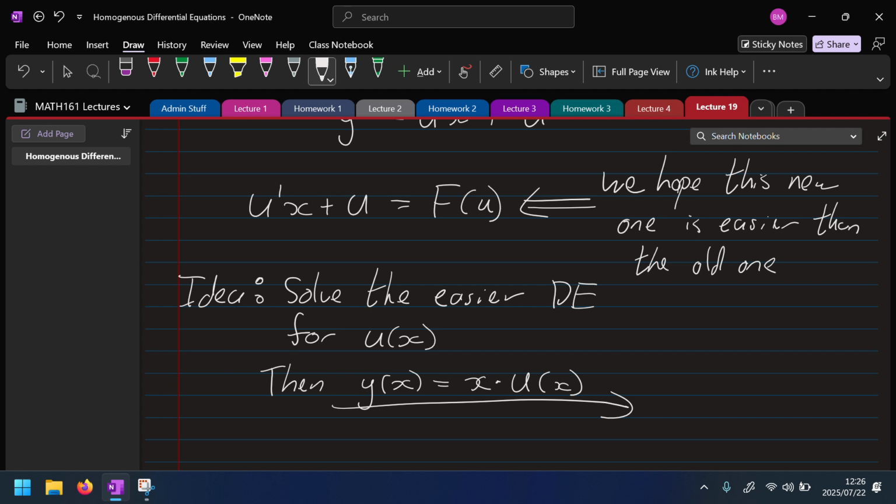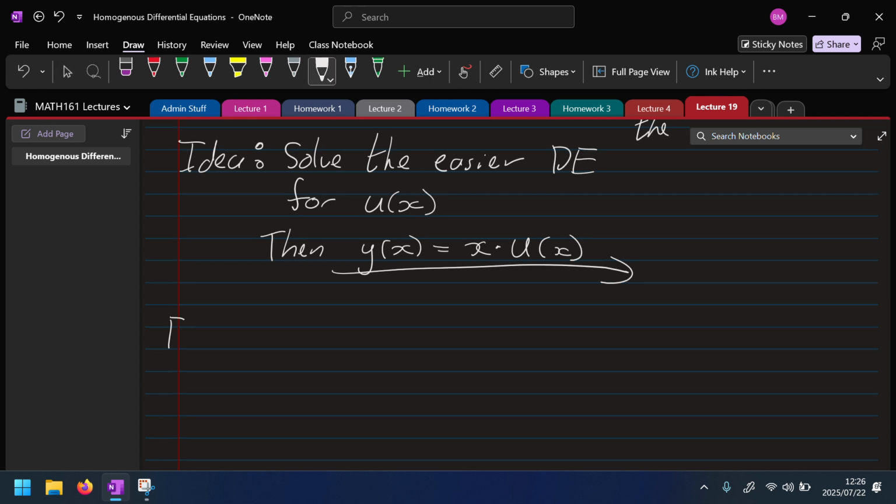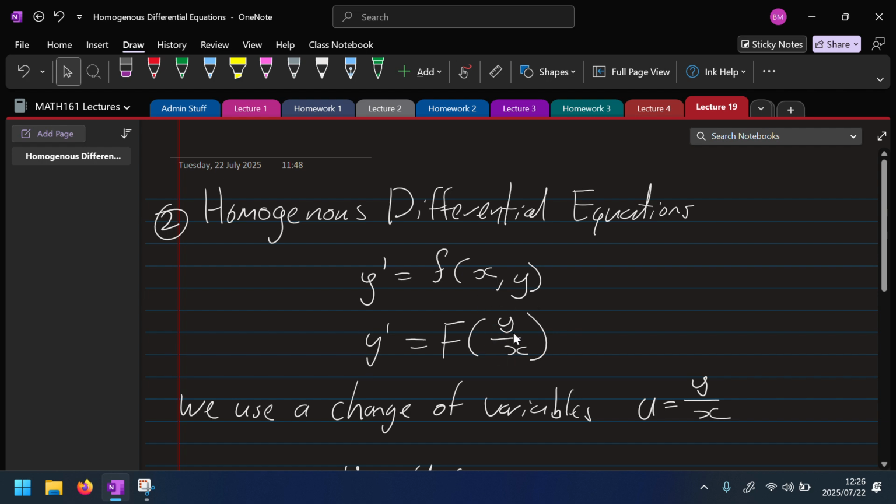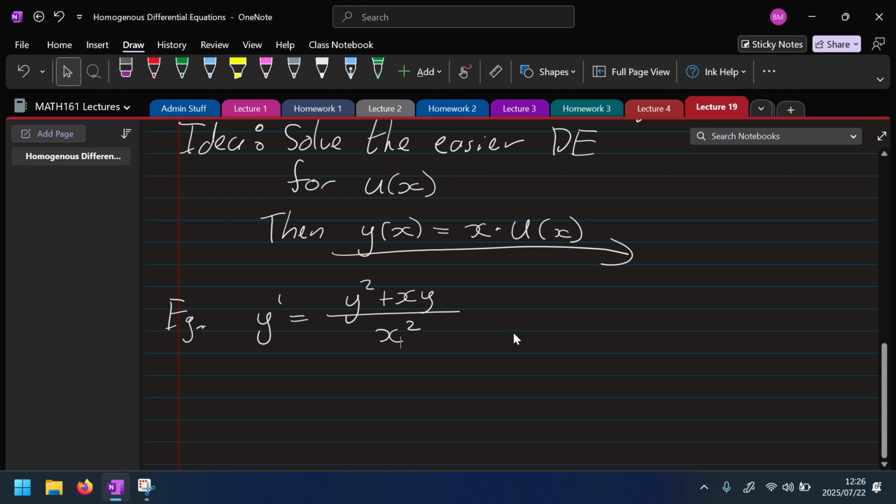Okay, let's have a look at some examples. Let's say we have y prime is equal to y squared plus xy over x squared. Now the idea is to take this first order nonlinear differential equation, because we've got a y squared so immediately it's nonlinear, and convert it into something that's a lot easier to work with. As it is, this is not really a function of y over x. We need something like this with the y over x, so we need to first simplify.